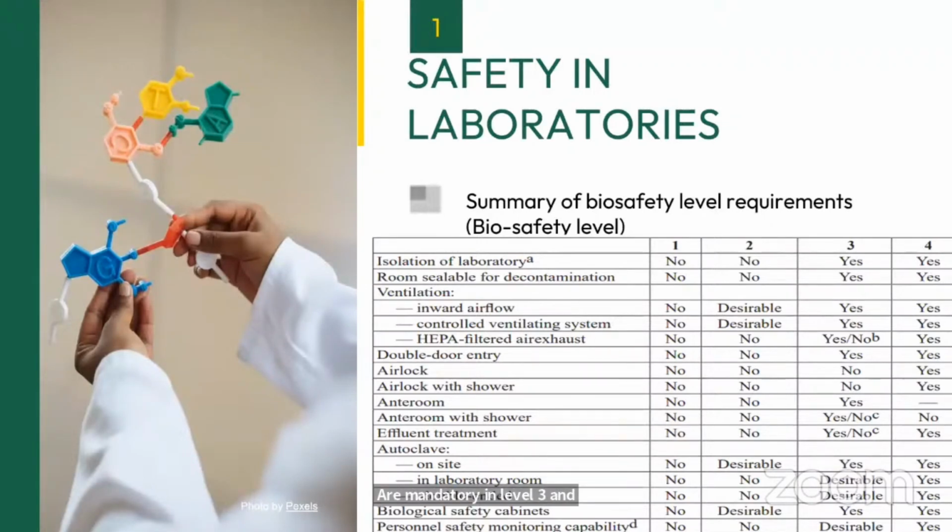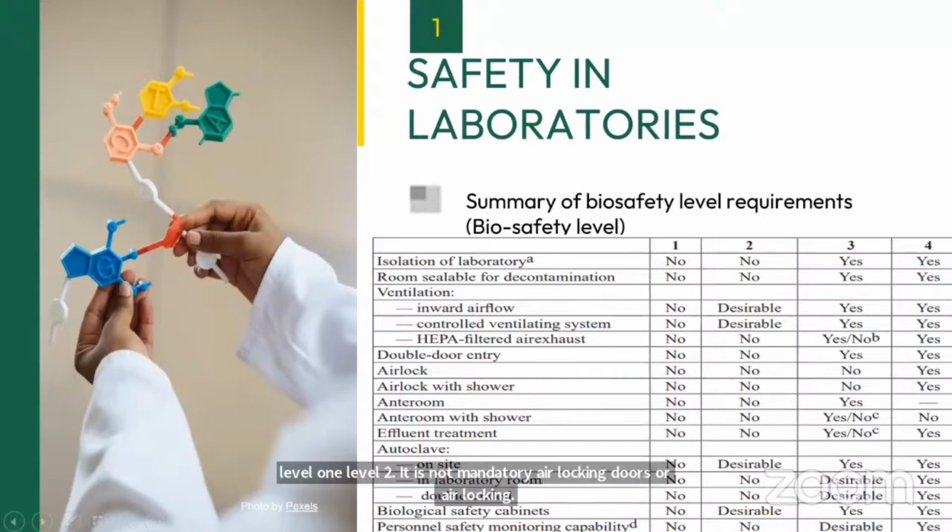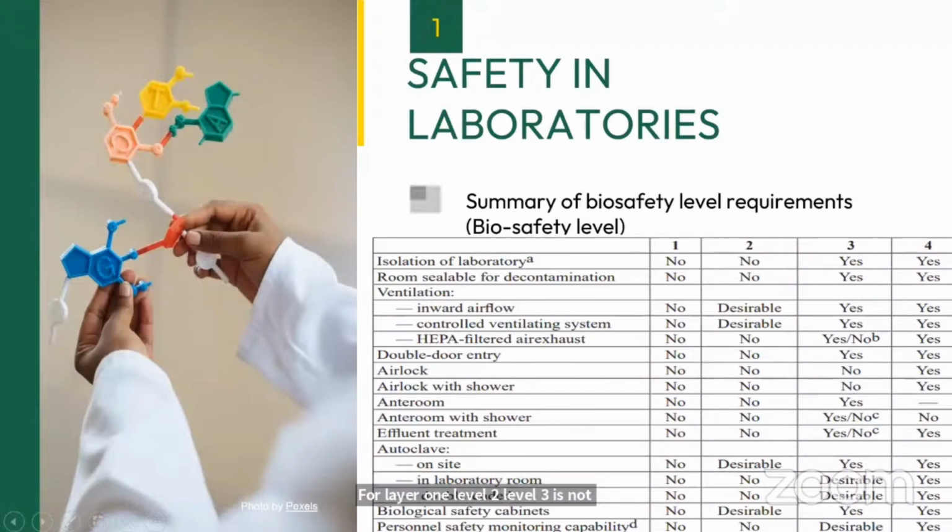Double door entry is mandatory for level 3 and level 4. For level 1 and level 2, it is not mandatory. Air locking doors are not mandatory for level 1, level 2, and level 3, whereas for biosafety level 4, it is mandatory.